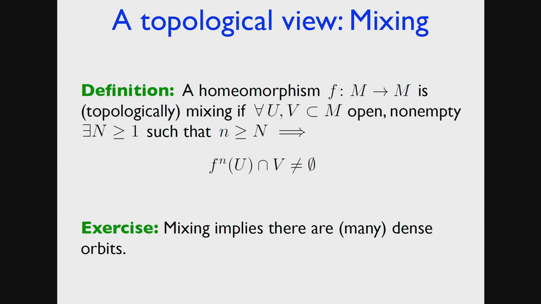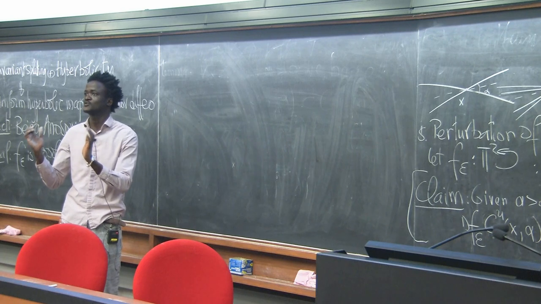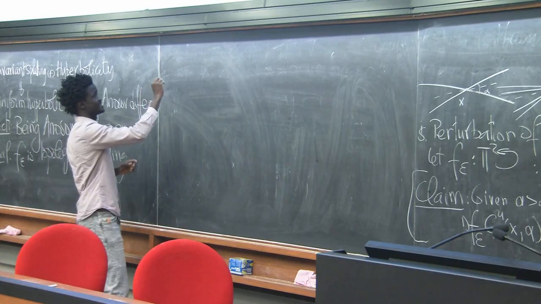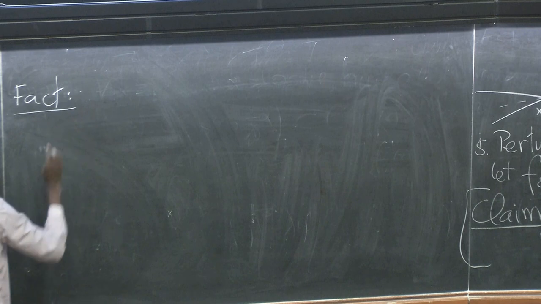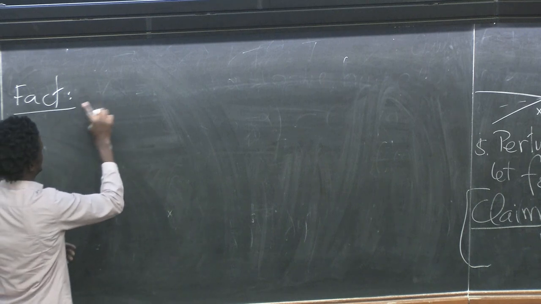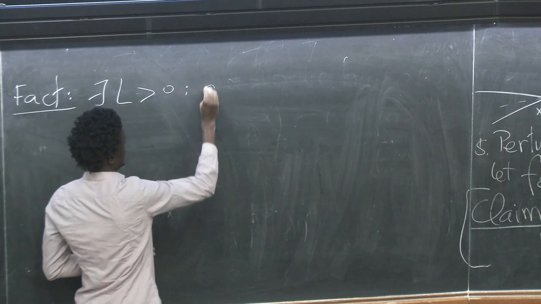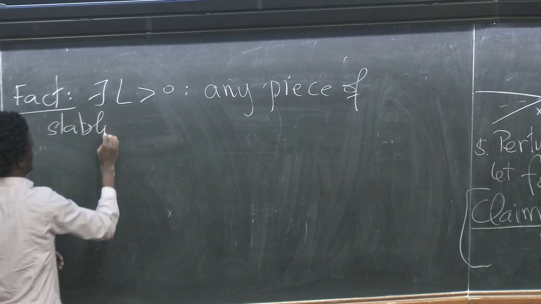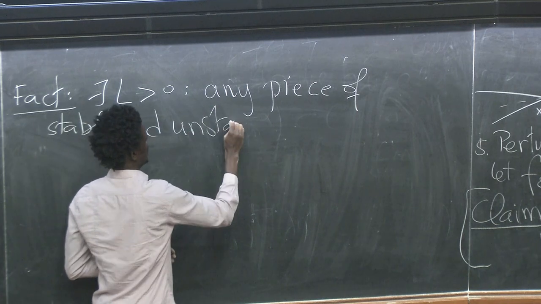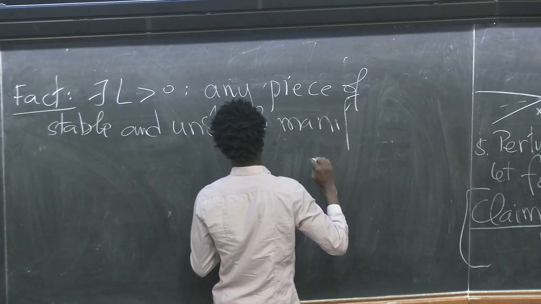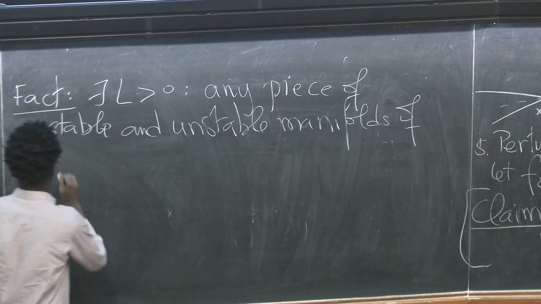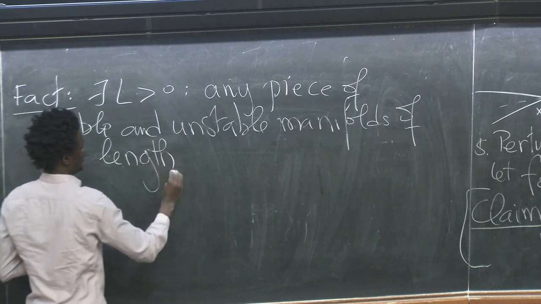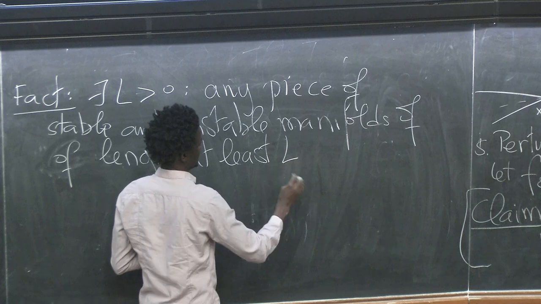To prove this, there is some technicality that has to do with the geometry of the space we're considering that we have to use here. What is a geometric property of the CAT map? I write this fact for the CAT map, and after we can discuss how it follows. So there exists L positive such that any piece of stable and unstable manifold of F_A, of the CAT map, of length at least L intersect.